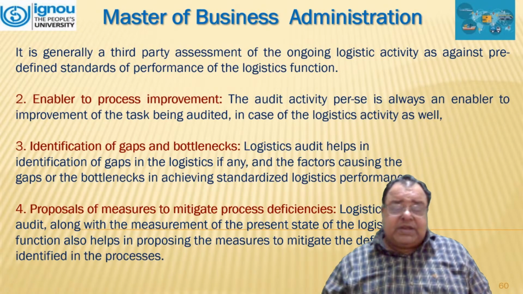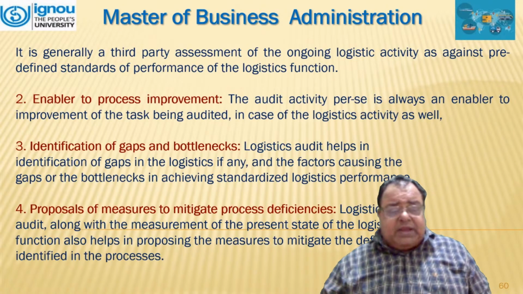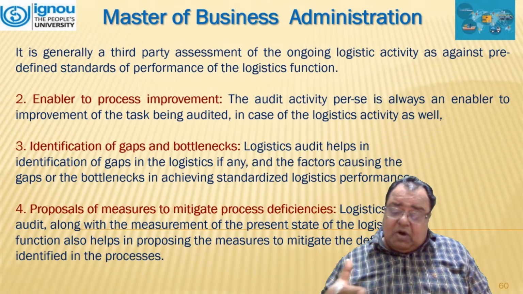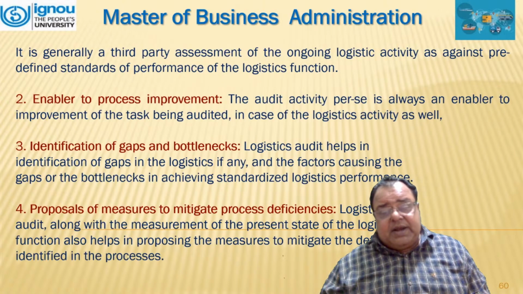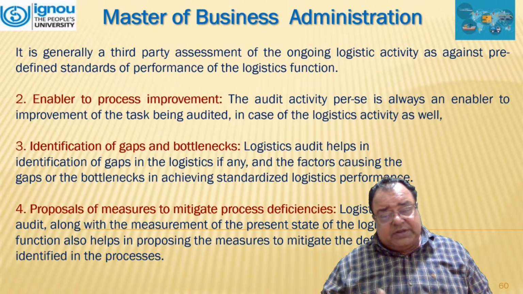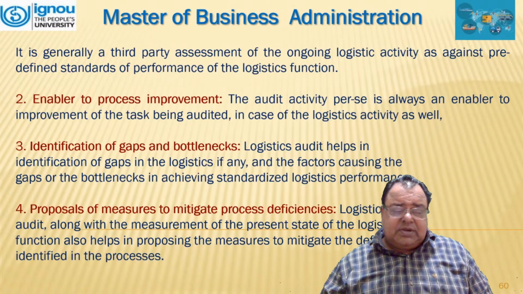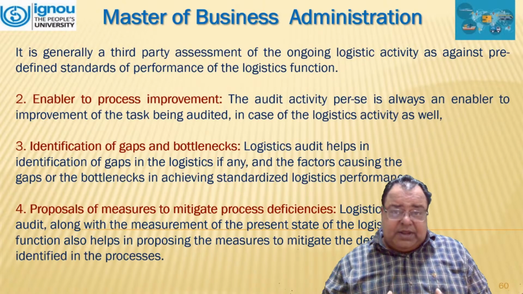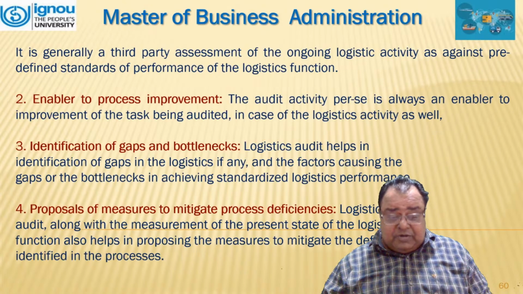Third one is identification of gaps and bottlenecks. Logistic audit helps in identification of gaps in the logistics, if any, and the factors causing the gaps or the bottlenecks in achieving standardized logistics performance. The fourth one is proposal of measures to mitigate process deficiencies. Logistics audit, along with the measurement of the present state of logistics function, helps in proposing the measures to mitigate the deficiencies identified in the process.